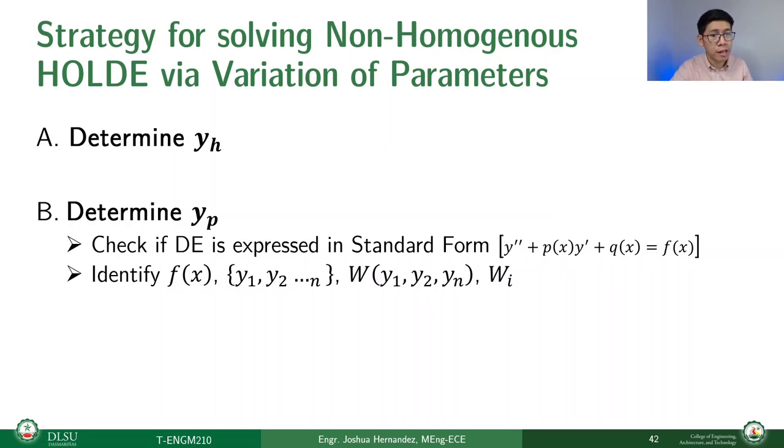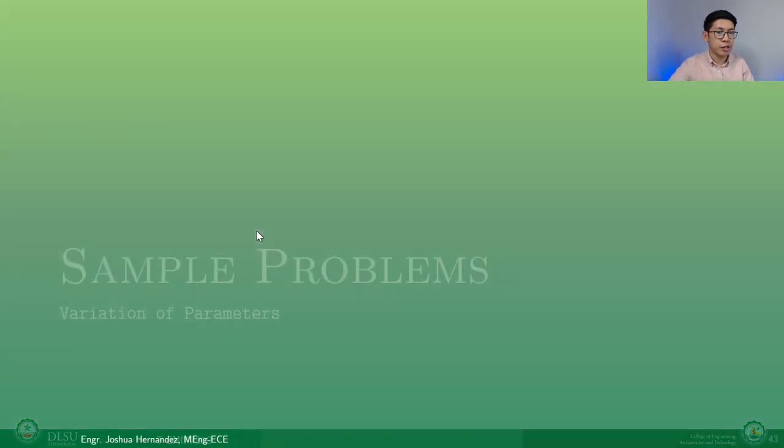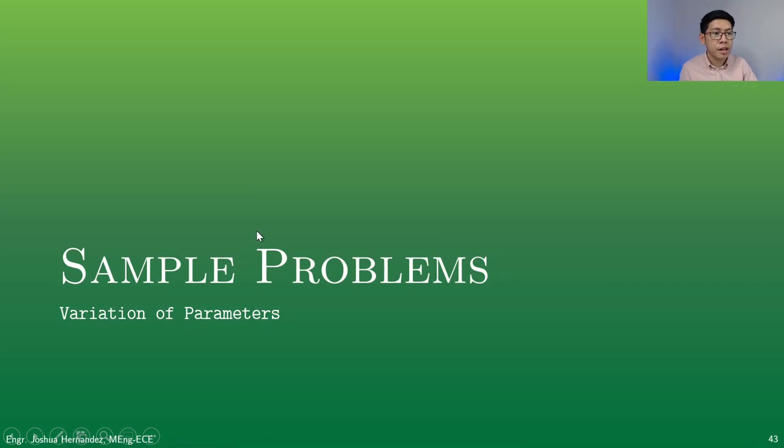Yung Wronskian mo would depend kung ilan yung y na available sa'yo. So kung third order yan, y sub 1, y sub 2, y sub 3. Kung fourth order yan, y sub 1, y sub 2, y sub 3, y sub 4, etc. Gets? And then yung ith Wronskian mo. Now, after that, find u1 and u2 and un, and then add it together to form the general solution. Okay? So I think this would be better appreciated through some sample problems.